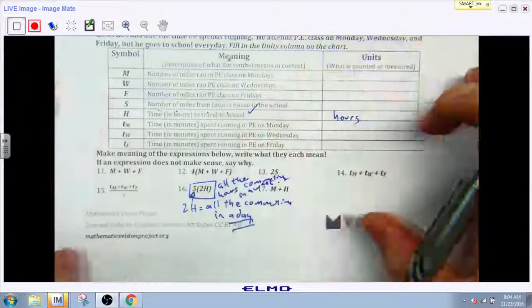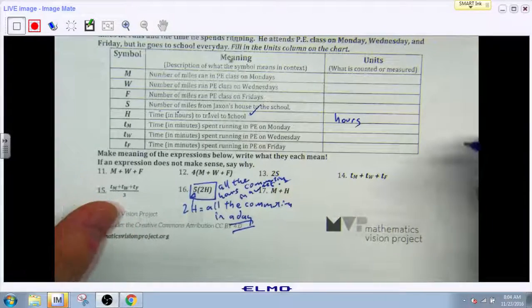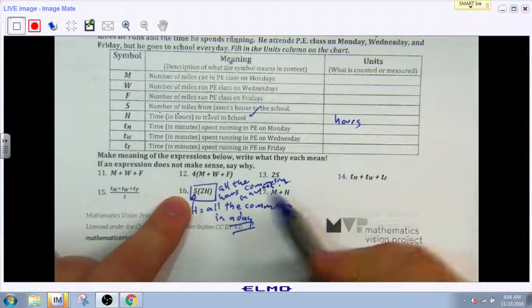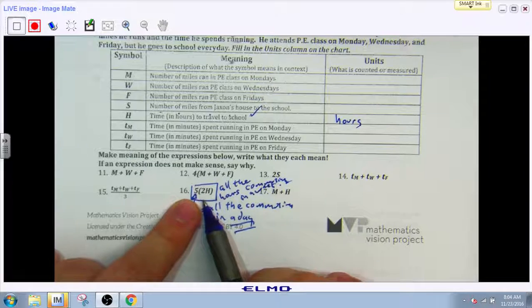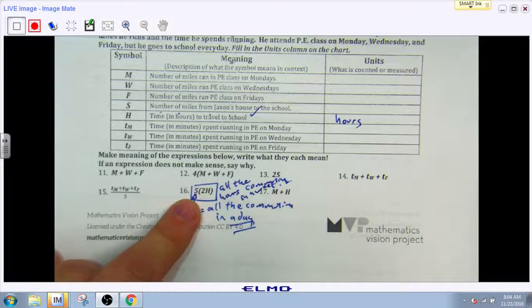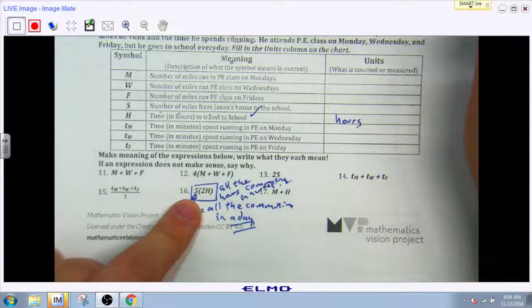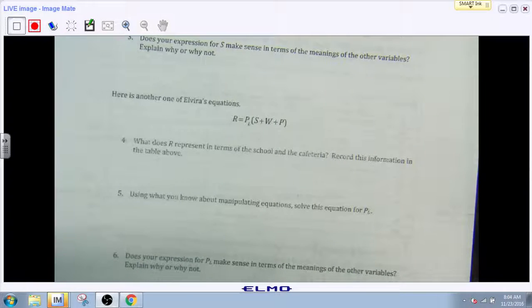I don't like how this is set up, so do your best, write in the margins, do whatever you need to do to make it clear. But that's what I really want to focus on, is that this actually means something. 5 times 2H means all the commuting in a week. There, back, 5 times a week. Unless you're in no school November, when we have weird weeks like this.